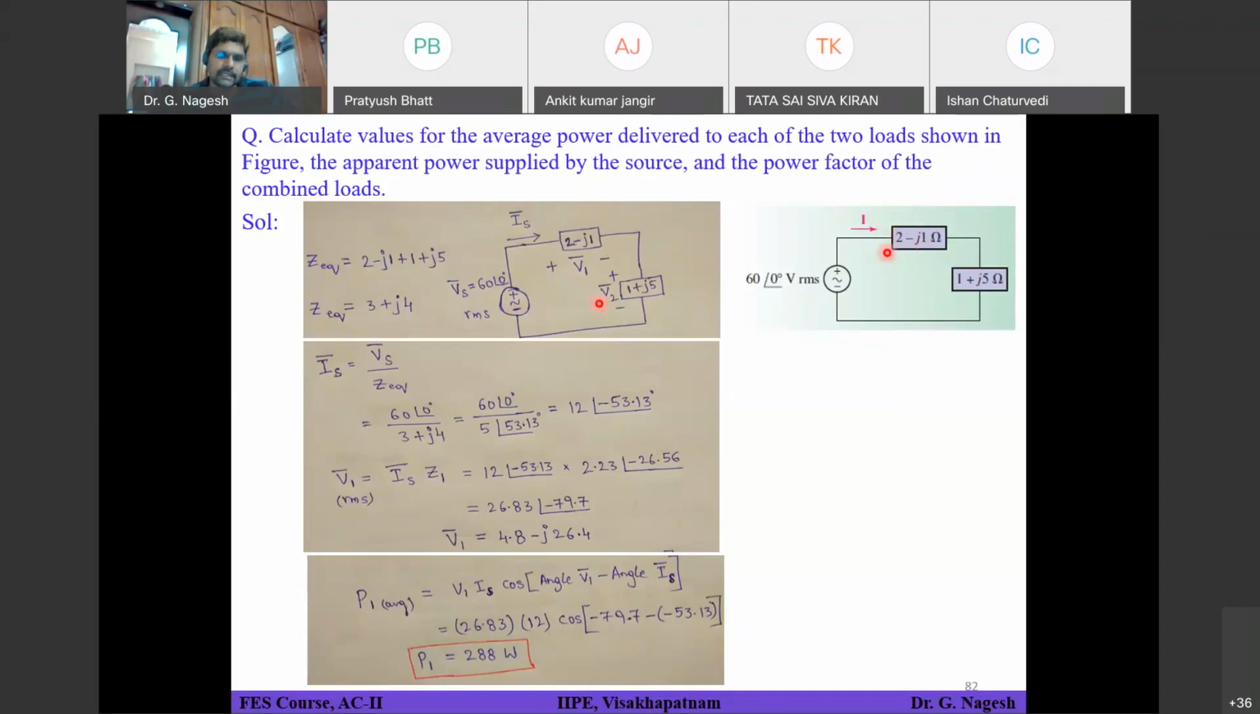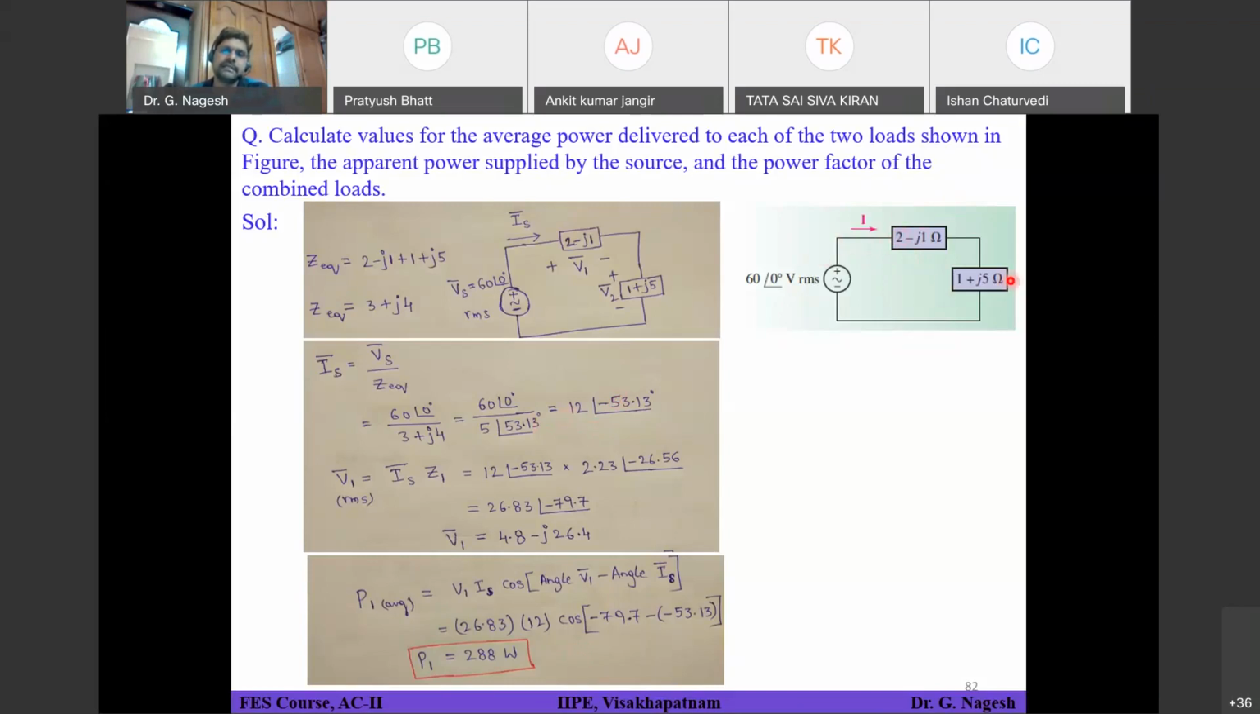But the method I have shown is a step-by-step process which will not have any confusion. It clearly specifies what the average power is, what the phase angles are, everything. But if you have good knowledge and better understanding, you can use this method also, which is nothing but I square into R. So that will be 288 watts straight away.